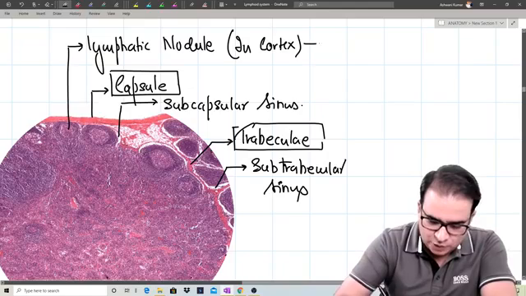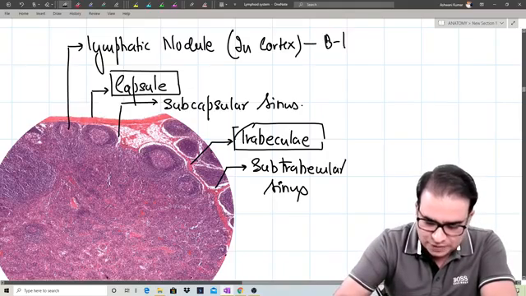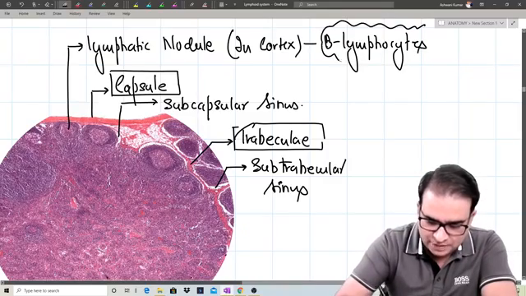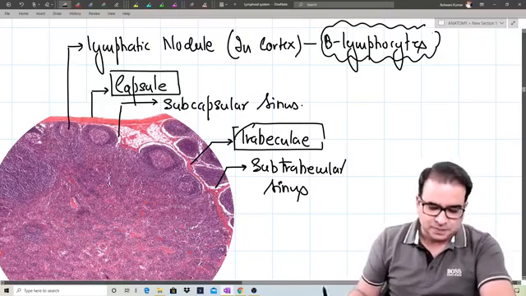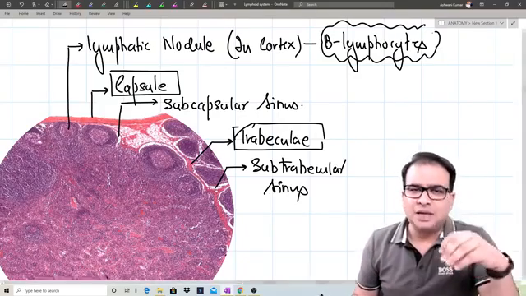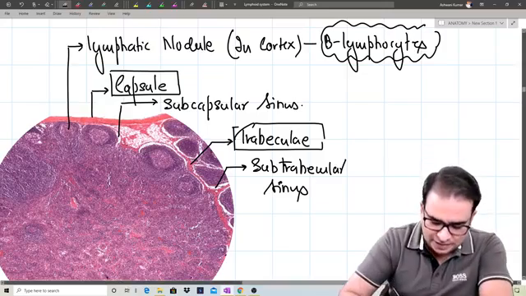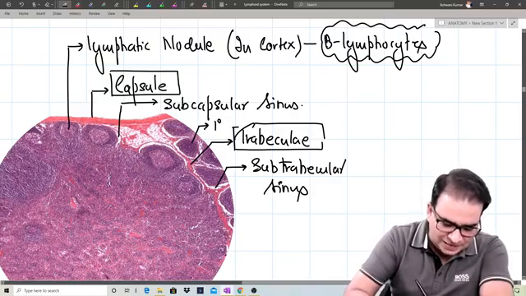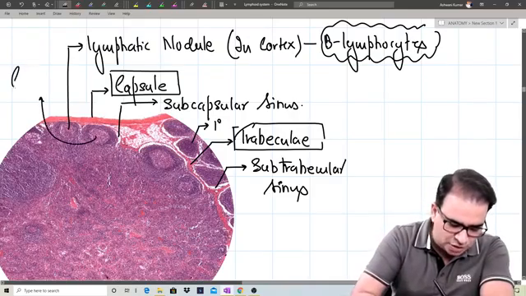And these lymphatic nodules do have B lymphocytes. They predominantly have B lymphocytes present in these lymphatic nodules. If you see a lymphatic nodule without a pale stained region in the center, then it is a primary lymphatic nodule that you can see in there. I'm just writing primary here. And in this one you can see there is a pale stained germinal center. You can see this germinal center.